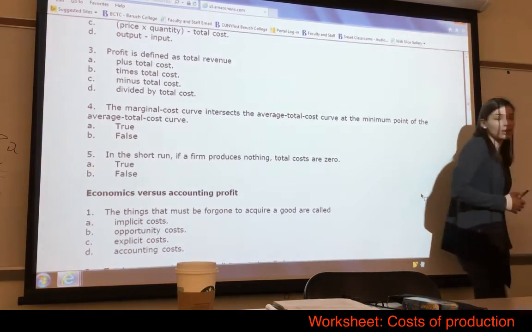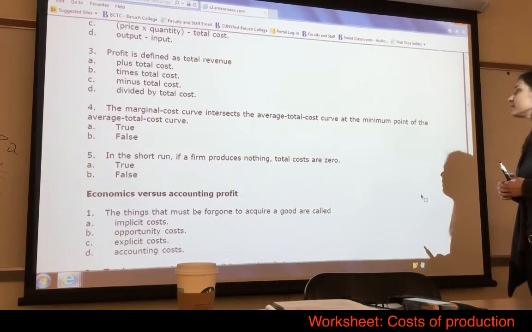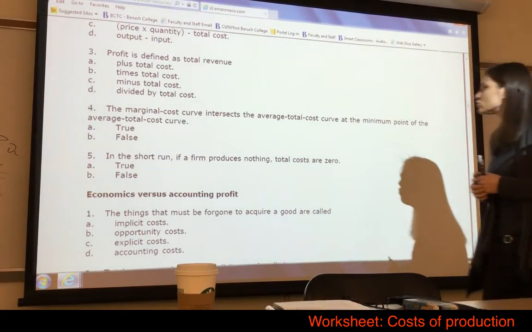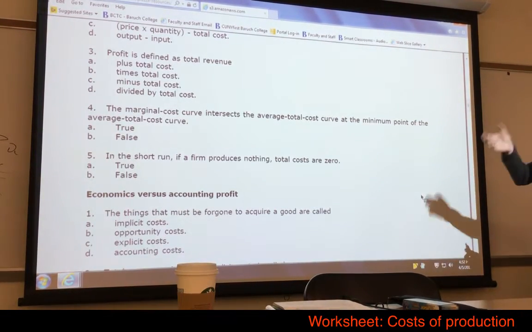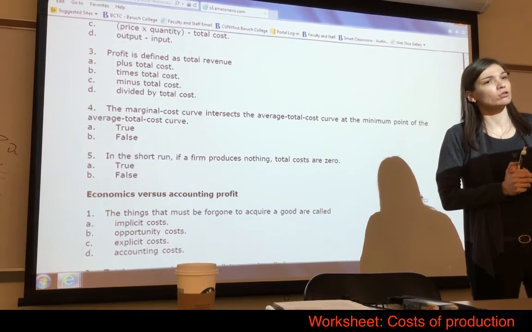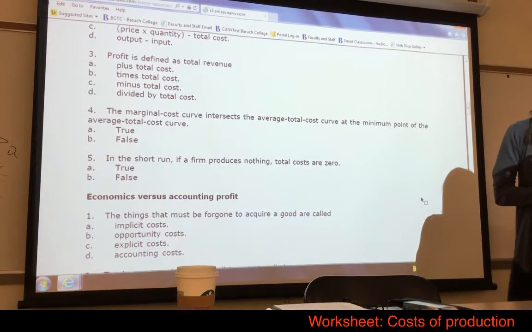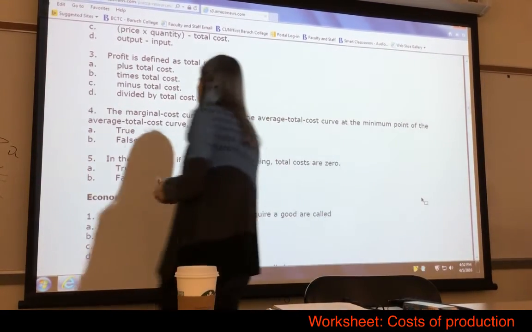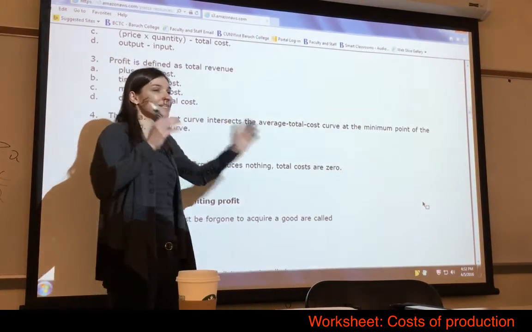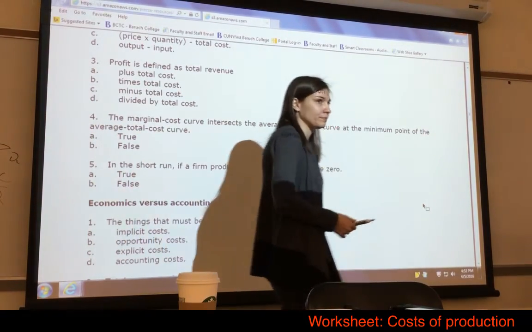The marginal cost curve intersects the average total cost curve at the minimum point of the average total cost curve. Is that true or false? Sure. Is it true that the marginal cost curve intersects the total cost curve at the minimum point? Not the average total, the total. No, the total no, right? There's no minimum there. Good. Just illustrating that, you need to make sure you make a distinction between the average form of a cost and the total form of a cost, right?